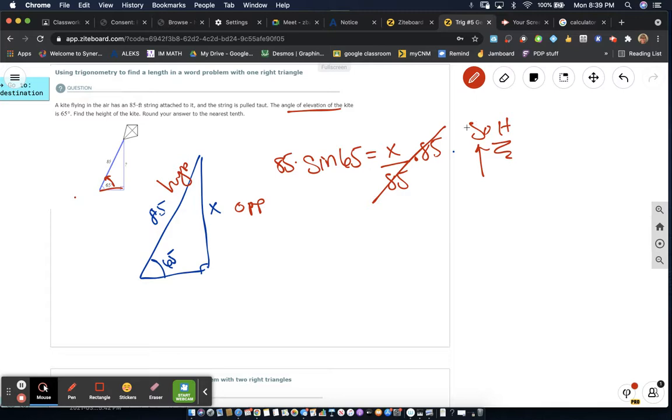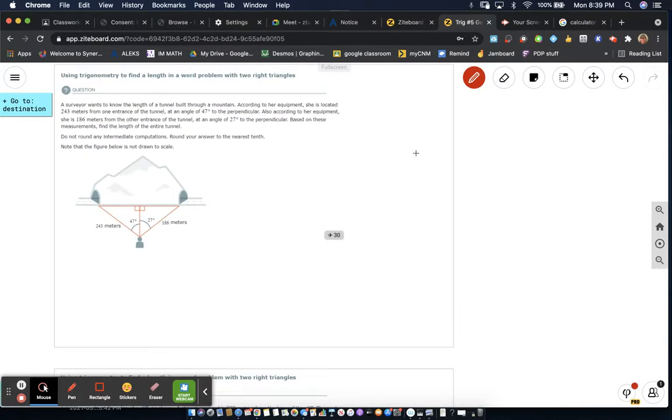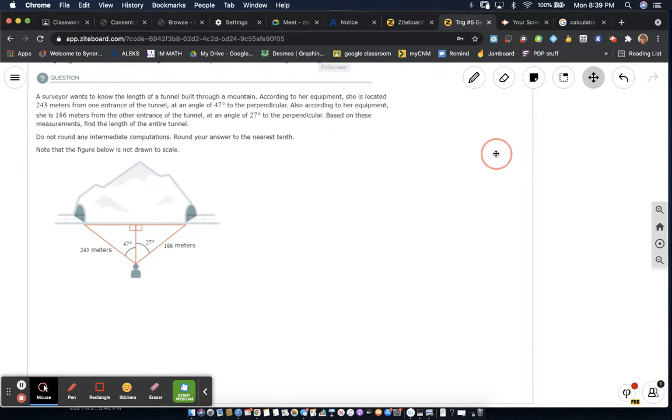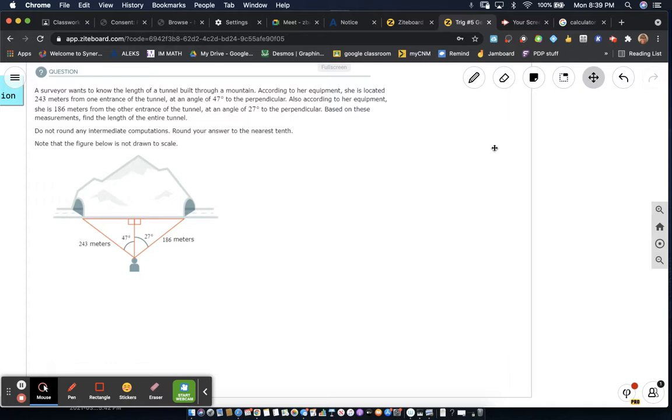Okay, next. Sometimes you get these with two triangles and you might be intimidated by it, but don't be. Just look at the two triangles and take them out if you have to. It says a surveyor, that's a person who measures things and builds roads and stuff like that. I'm bothered because a surveyor doesn't actually build the roads, but they give the measurements for the people that design it. A surveyor wants to know the length of a tunnel built through a mountain.